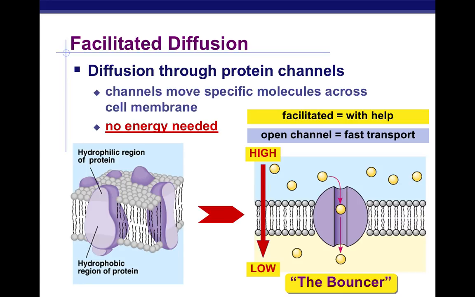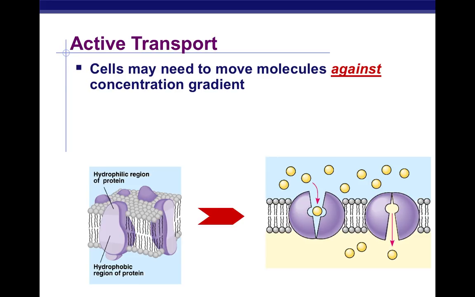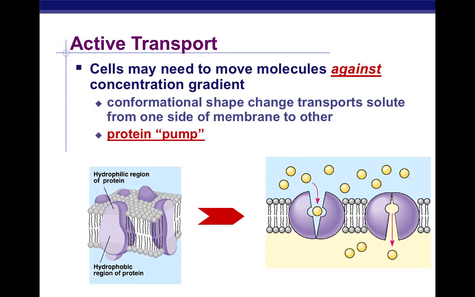Oh, and don't forget, these channels do act like bouncers, and they will only let one particular type of molecule pass. So meaning sodium has its own channel, sugar has its own channel, potassium has its own channel. Okay? Active transport is the opposite.